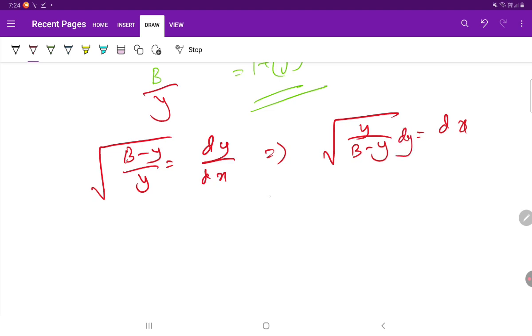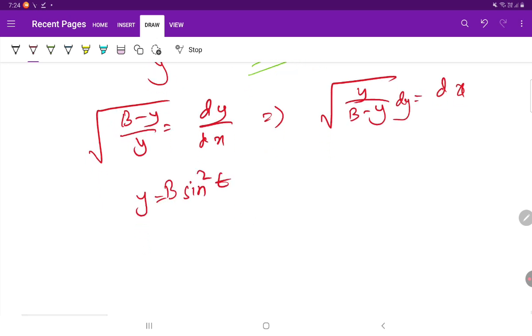Now we have to just use substitution so that we can integrate properly. I'll put y is equal to b sine square t. Putting the values, I'll get dx is equal to tan t into the differential of y, which will come out to be 2b sine t cos t dt.